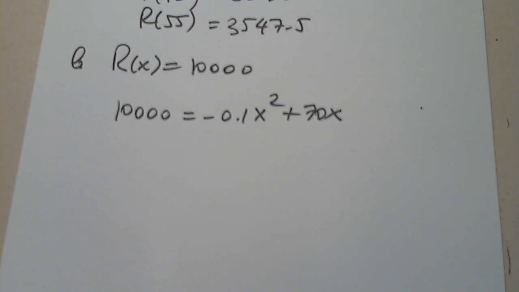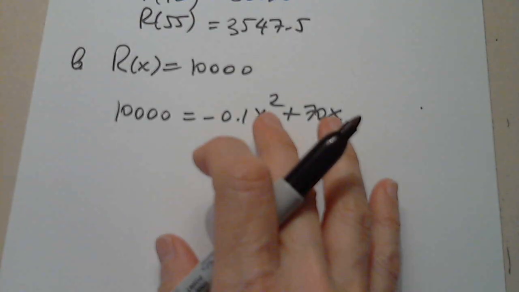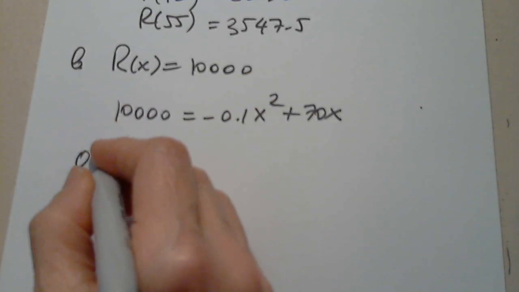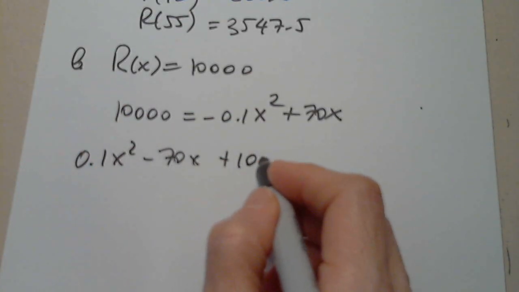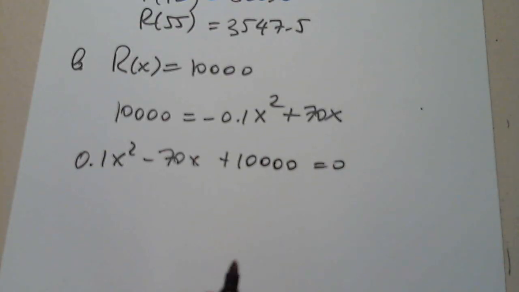Other methods are not applicable here. This is not factorable. This is not ready for taking square roots. It's not ready for completing the square by any means. So I will move all these to the other side: 0.1x squared minus 70x plus 10,000 equals 0.